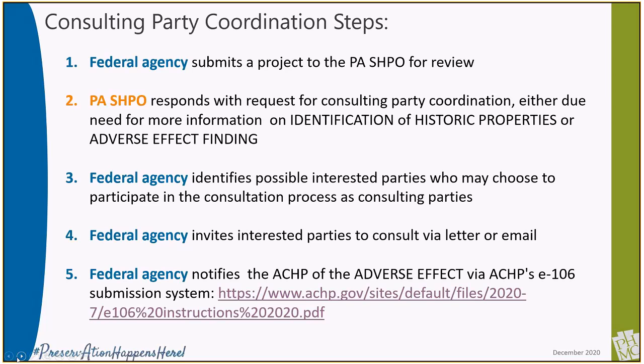Step 3. The federal agency identifies possible consulting parties with assistance from the SHPO if requested. Step 4. The federal agency sends out invitations to potential consulting parties requesting response within a set time period. 15 days is customary. Step 5. The federal agency notifies the ACHP of the adverse effect finding and solicits participation. Usually ACHP does not choose to participate, but they must receive project documentation online using their E106 documentation system. The link to that system is provided in this slide.